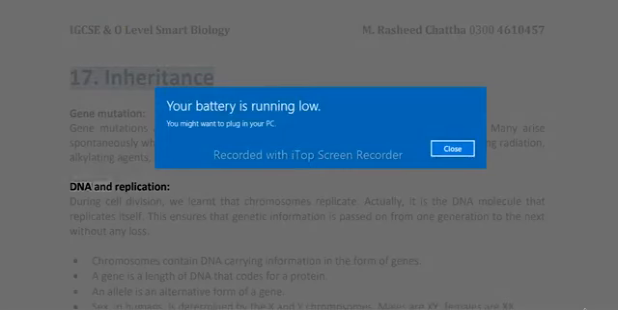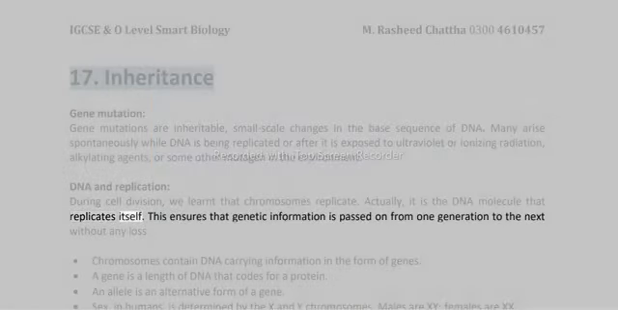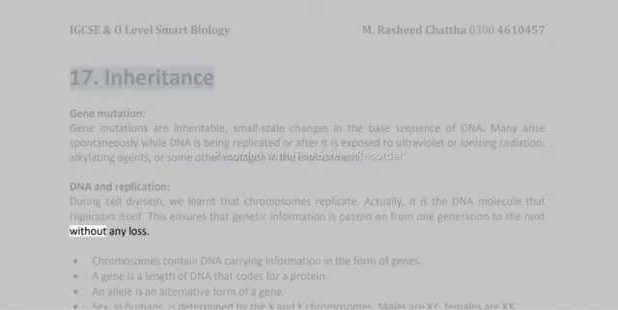DNA and replication. During cell division, we learned that chromosomes replicate. Actually, it is the DNA molecule that replicates itself. This ensures that genetic information is passed on from one generation to the next without any loss.